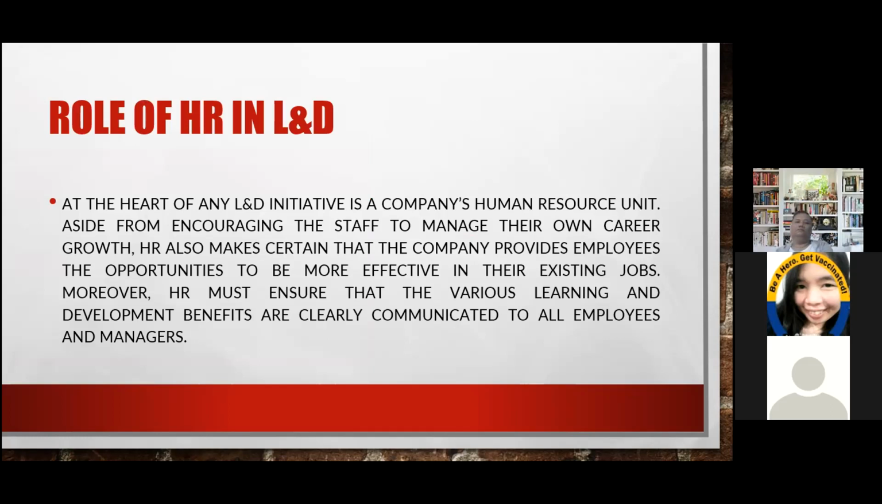The role of HR in L&D. At the heart of any L&D initiative is a company's human resource unit. Aside from encouraging the staff to manage their own career growth, HR also makes certain that the company provides employees the opportunities to be more effective in their existing jobs. Moreover, HR must ensure that the various learning and development benefits are clearly communicated to all employees and managers.